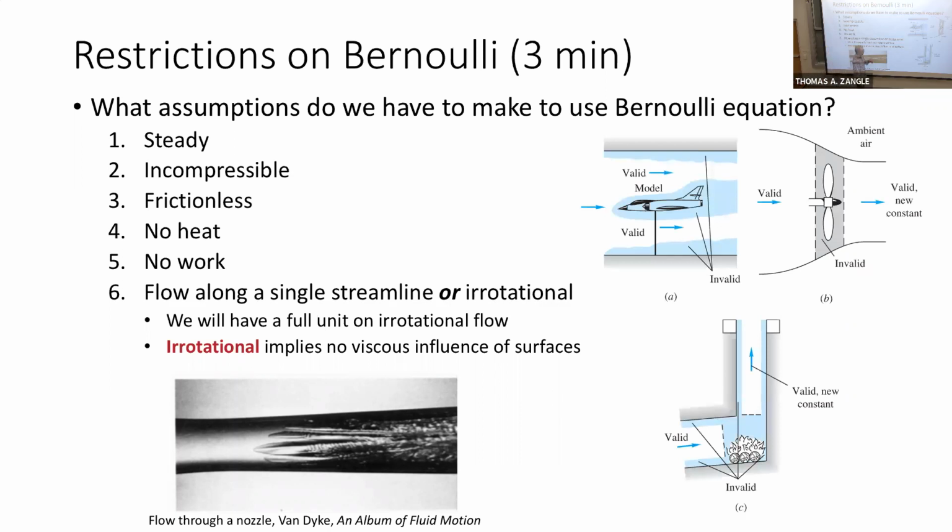These are some examples from your text that give you a sense of both where we can use Bernoulli, where it's useful, and the places where we cannot apply the Bernoulli expression. For example, if we have flow around some kind of aircraft model, in this case within a wind tunnel, the Bernoulli expression would be valid to analyze the flow outside of the model itself, as we are some distance away from it. We'll see this in chapter 7 when we talk about external flows.